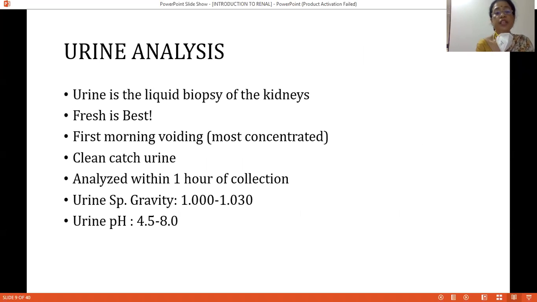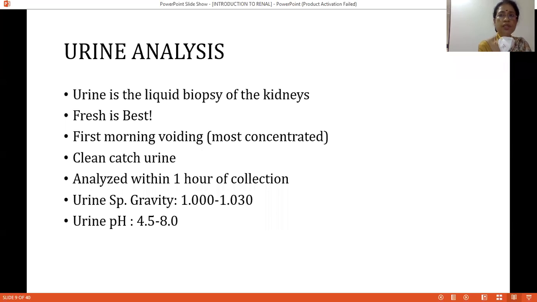Now you come to the urine analysis. You have to know urine analysis extensively; it will give a clue to the disease. Urine analysis itself is called the liquid biopsy of the kidney. When you do the urine analysis, always take fresh urine. The best is the first morning voided urine, because that is the most concentrated urine, and clean catch urine.